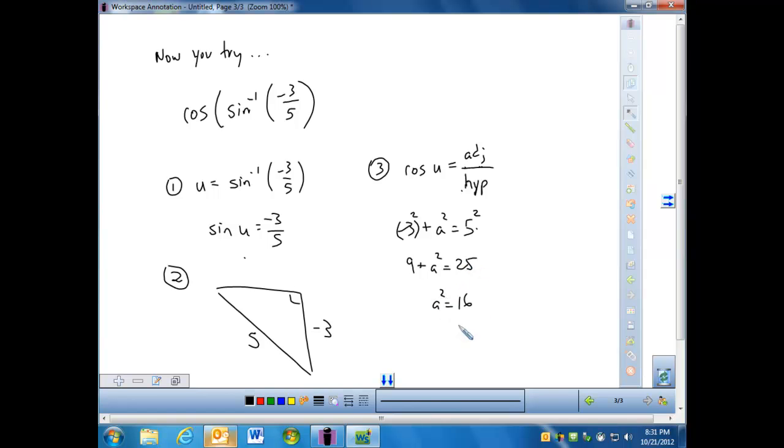And again, that's going to be a positive 4, because over there in that fourth quadrant, the adjacent side is still along the positive x-axis. So now to solve for the cosine, I have 4 over 5, and so the answer to this question, the cosine of the inverse sine of negative 3/5, is going to be 4/5, and that is the exact answer. Hope this makes sense.